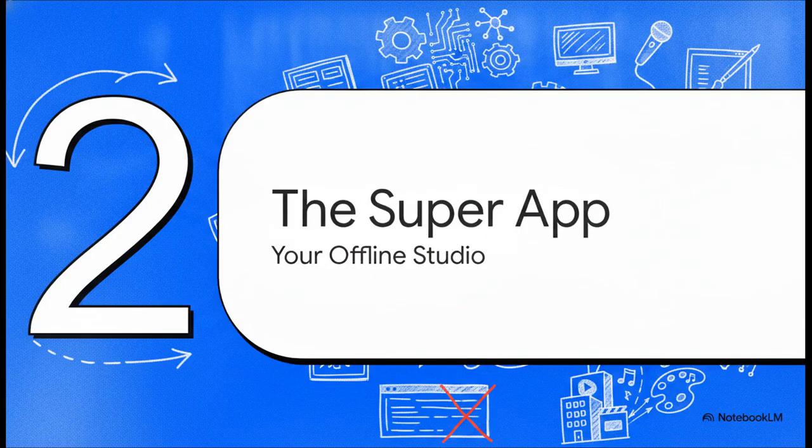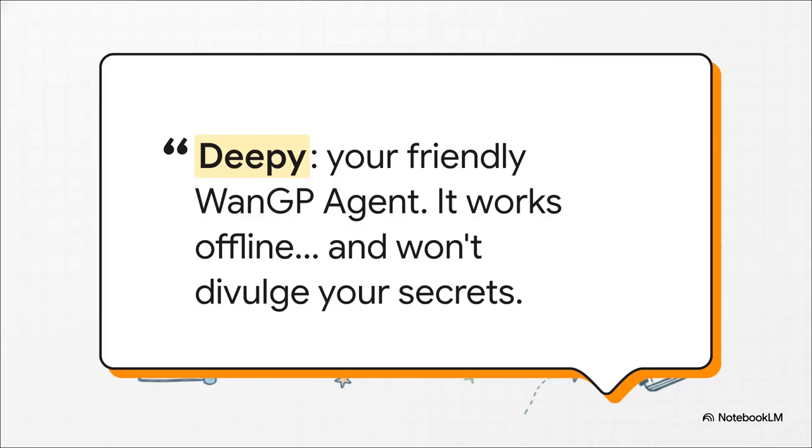Which brings us to Section 2, Meet the WanGP Super App, your offline studio. So how does all this build into a complete ecosystem? You see, WanGP isn't just some basic script you run in a terminal. It's a full-fledged offline studio. And a huge part of that magic is DP. DP is your 100% free, built-in offline agent. Because it runs locally, requiring as little as 8 gigabytes of VRAM, it keeps all your prompts and ideas totally private, which is a massive relief if you're working on sensitive projects.